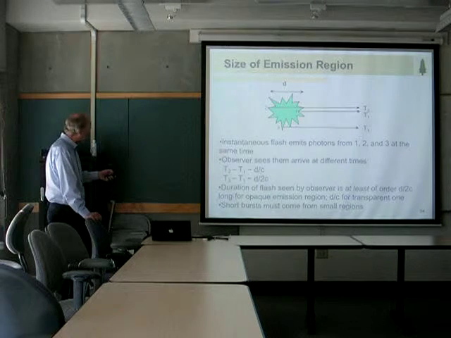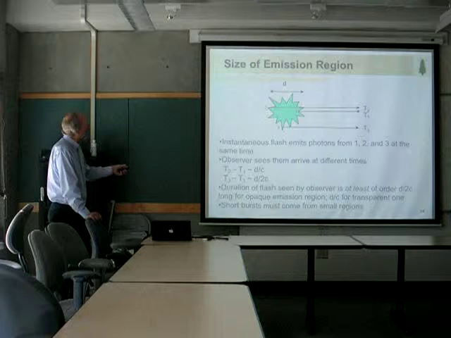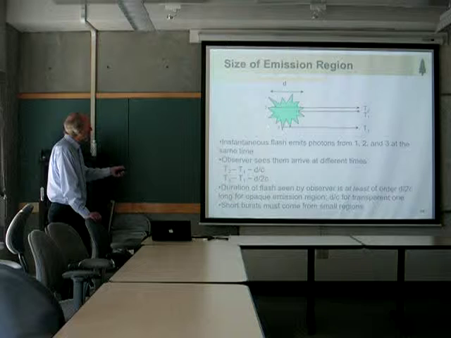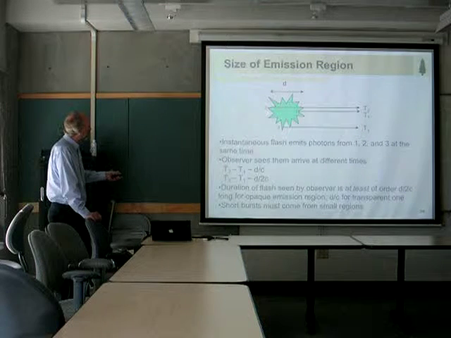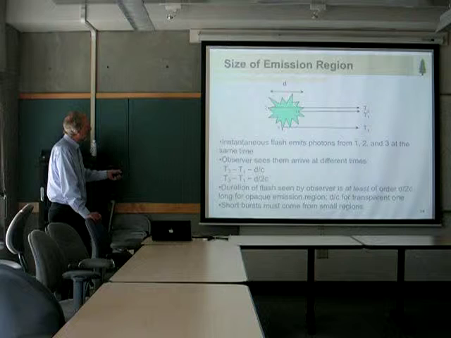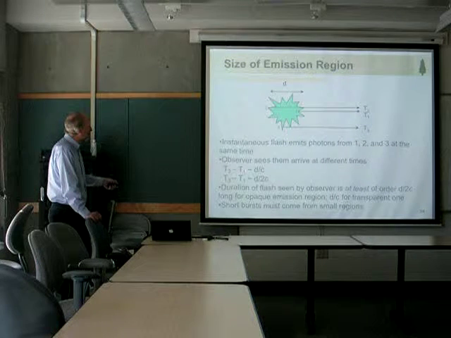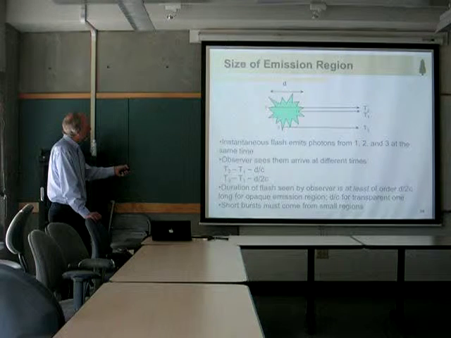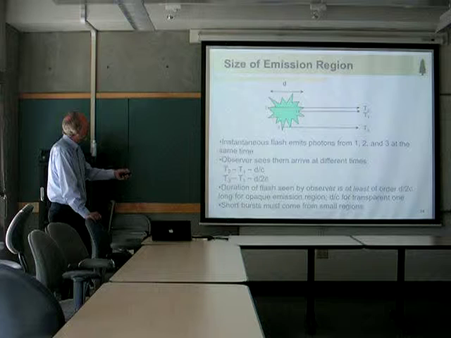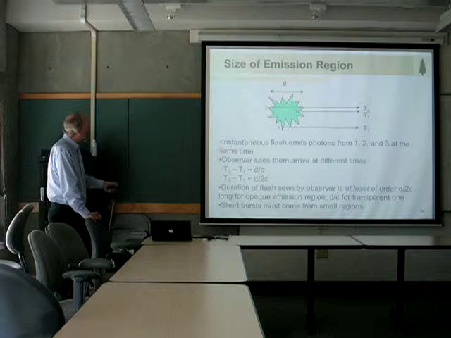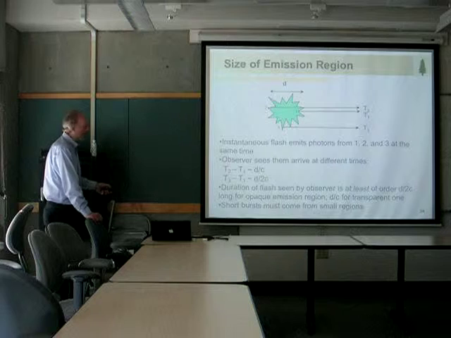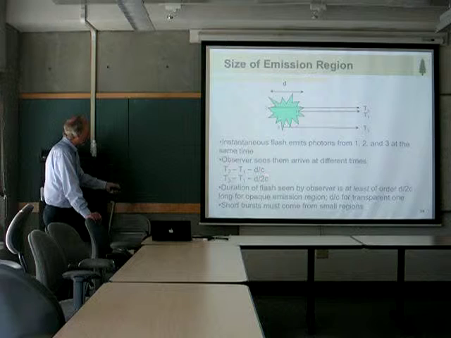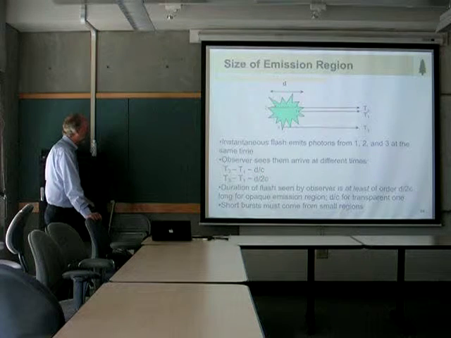d over 2. So if this region is transparent, then the arrival times of all of these photons will be spread over a time that's of order the size of the region divided by the speed of light. If the region is opaque, so that we don't see the gamma rays emitted from the back, and we only see the gamma rays emitted from the front surface, then the gamma rays are still spread out over a time of about half the size of the emission region divided by the speed of light.